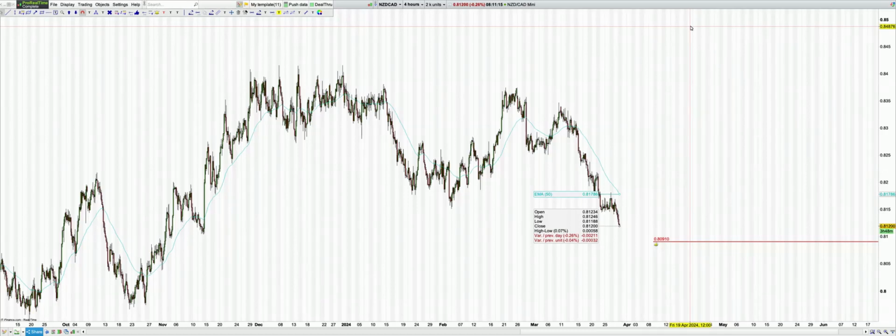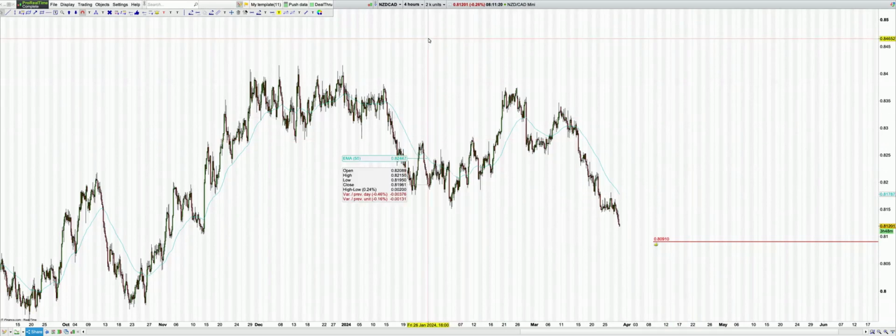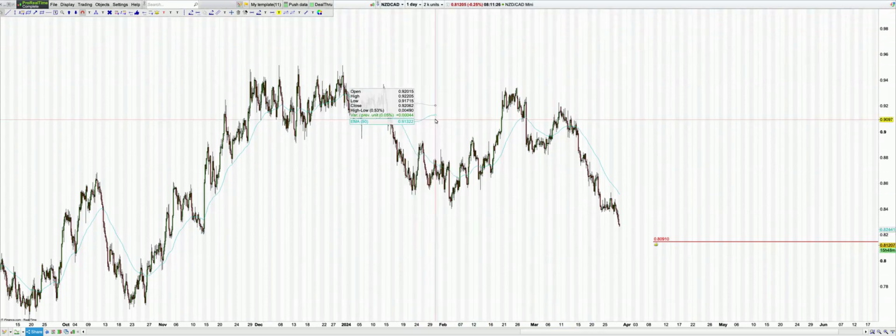And what we have today is a really nice setup on one of the pairs that I really favor. So what we have today is a Gartley buy pattern. It's really beautiful. Let me show you what the context for this trade is.